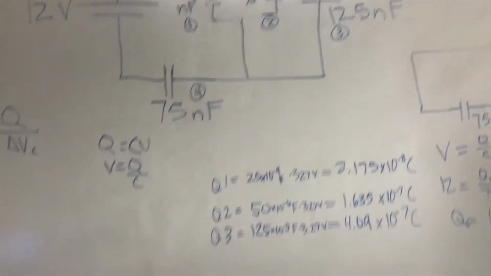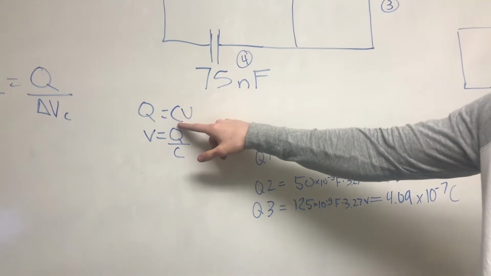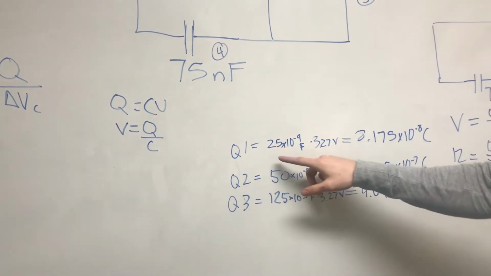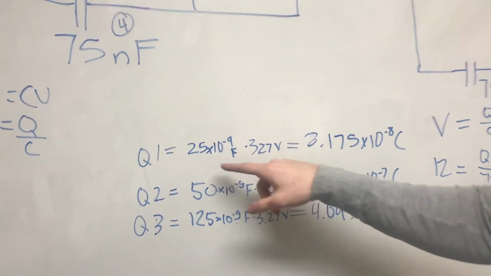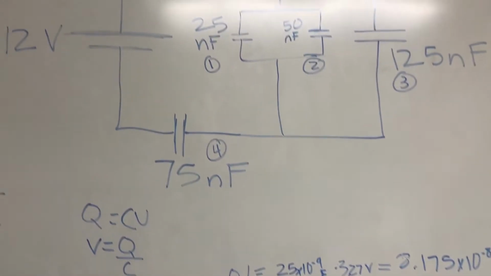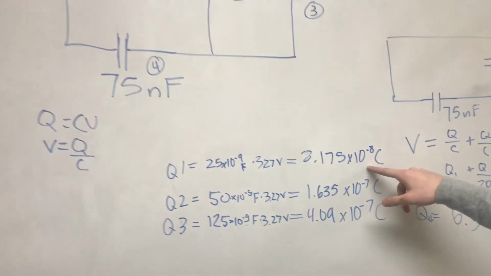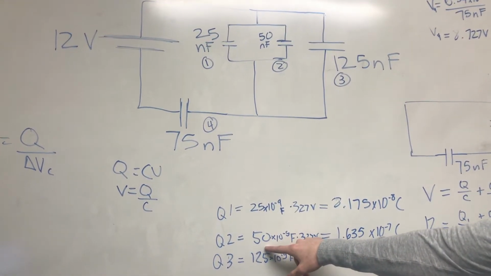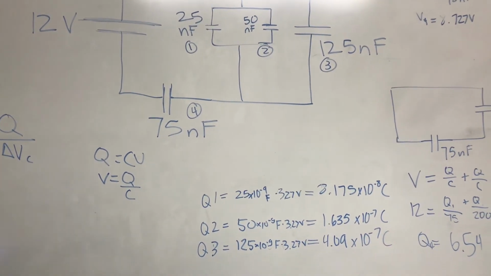And then coming down here, we know that charge is just equal to capacitance times potential. So for Q1, we have our capacitance, this is 25 nanofarads, times our voltage, and it's going to give us a charge of 8.175 times 10 to the negative 8. And just repeating that with our 50 nanofarad capacitor and 125 gets us these charges, and that's the answer.